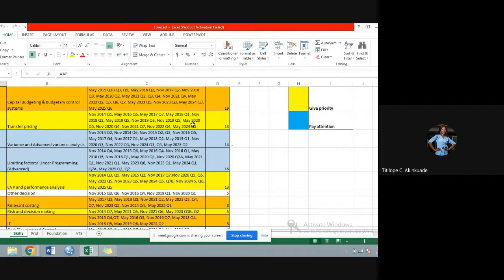Now, next to it is CDP and performance analysis. This was also examined in May diet, so it's also quite probable. After that, we go to risk and decision making.